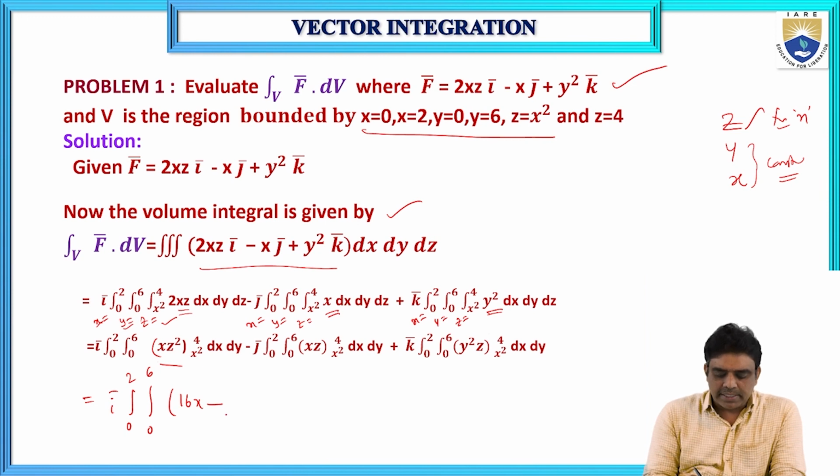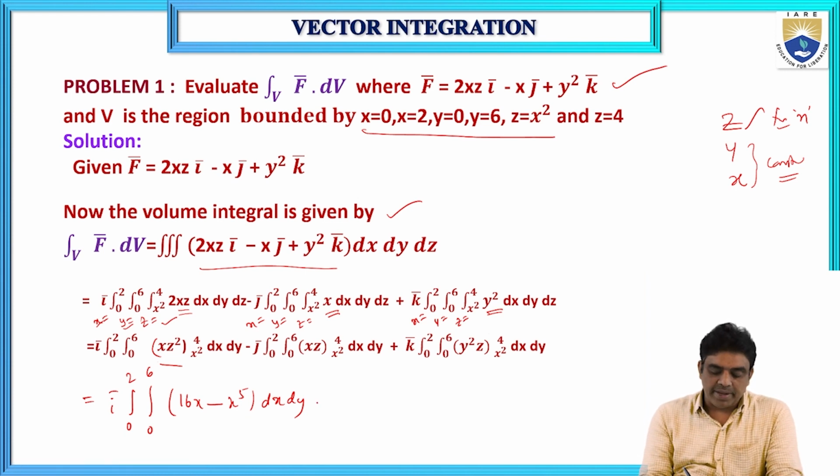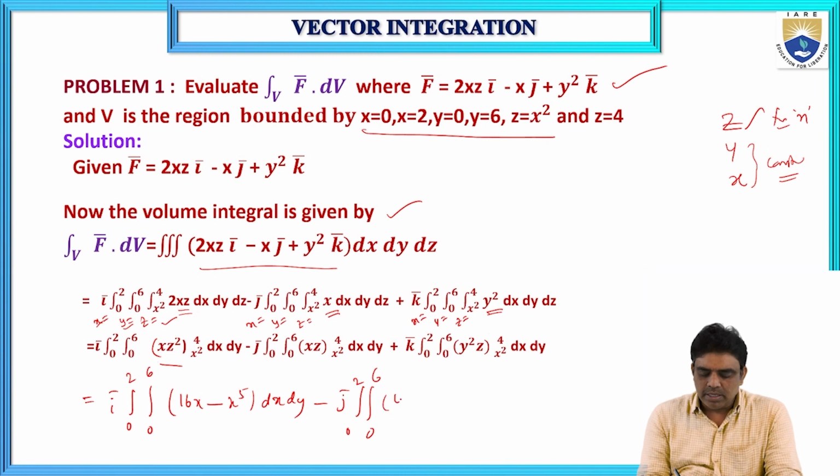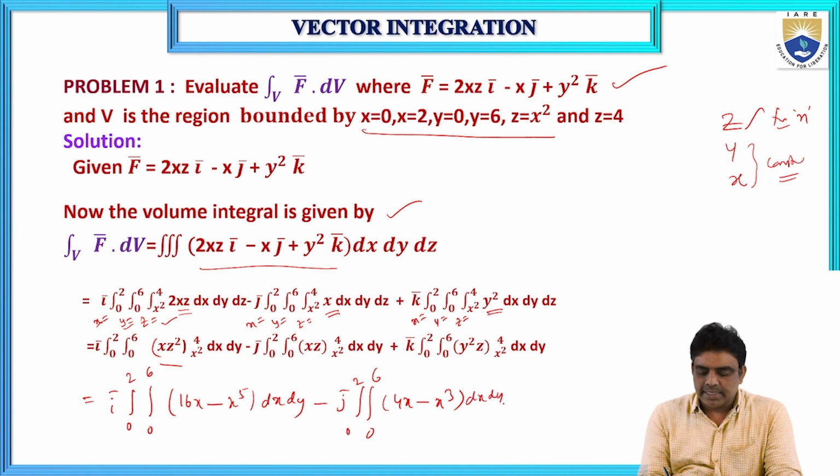Lower limit z for x means x power 5 dx dy. So just integrate, simplify the term minus j bar into integral 0 to 2, integral 0 to 6. Upper limit on substituting z for 4, that is 4x minus x cube. Z for x square, you will get x cube dx dy. That is the second term.